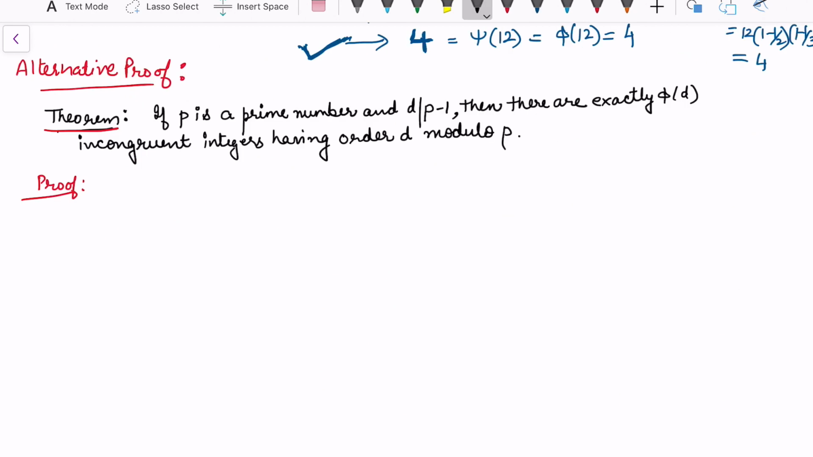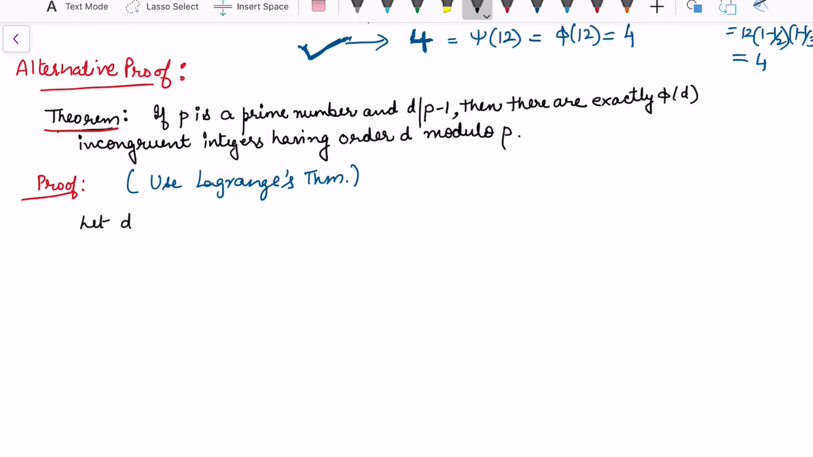Next, we provide an alternative proof of this theorem using the Lagrange theorem. In the last case, I utilized the Mobius inversion formula, and here I am going to use the Lagrange theorem and its corollary. I have added the proof of the Lagrange theorem in the description box, and also the proof of the corollary. So let's start proving this using the Lagrange theorem.